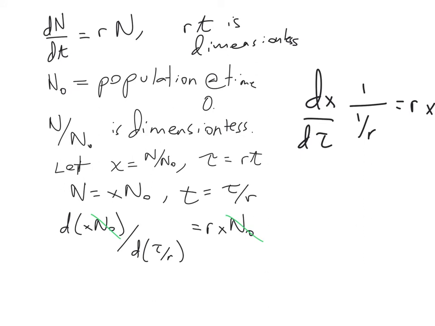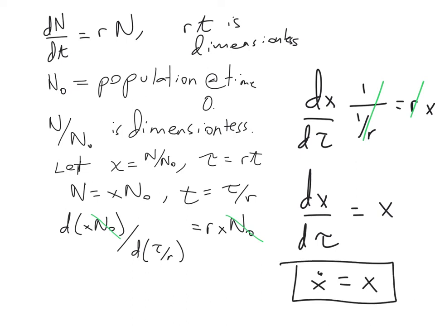So I pull out the 1 over R from inside the derivative because it's just a constant. So d(tau over R) is d tau times 1 over R. So we have dx d tau times 1 over R is equal to R x, but 1 over R is actually just R, and so these cancel as well, and we get the equation dx d tau equals x, which we will write as x dot equals x. So this is a non-dimensional version of this originally dimensional equation.